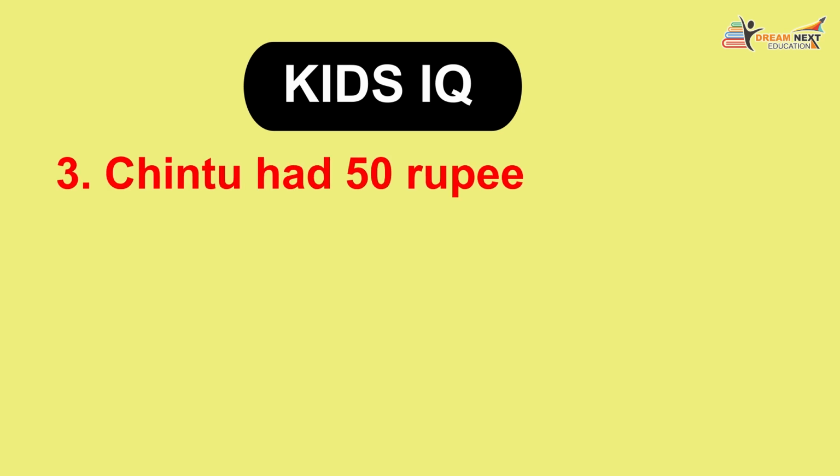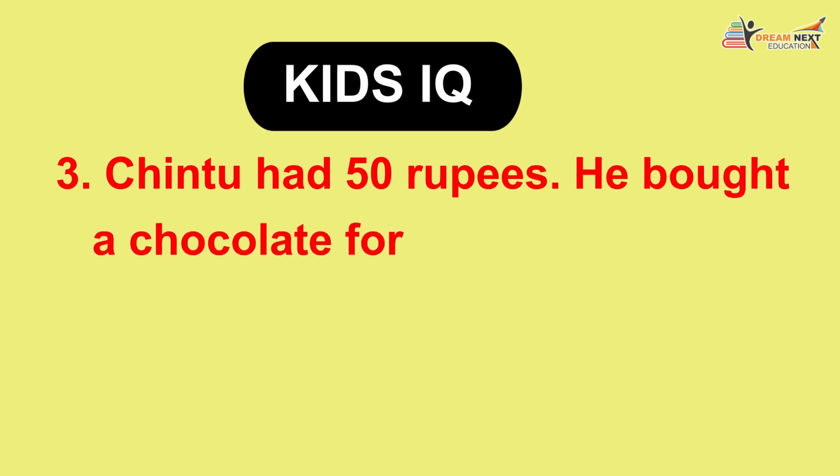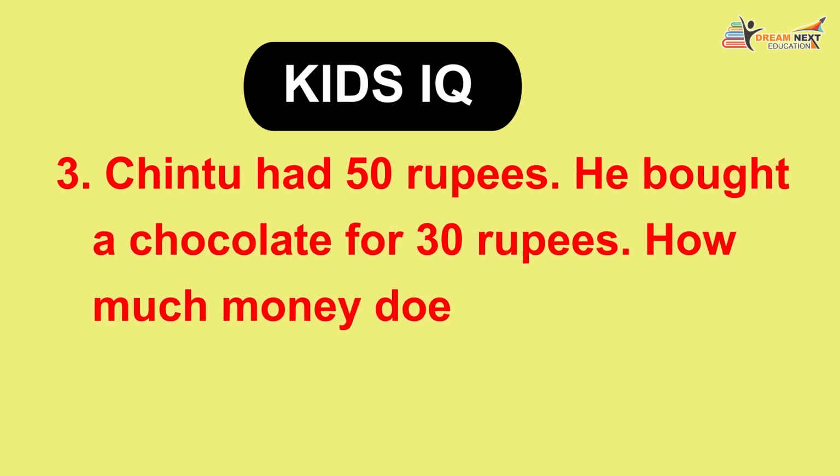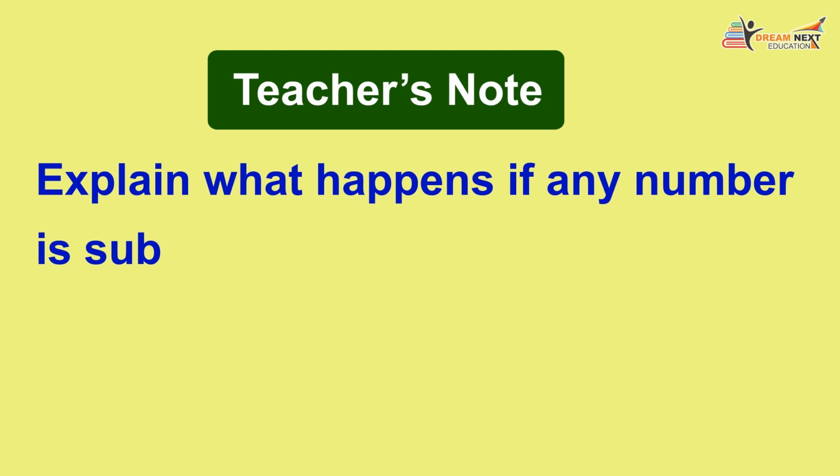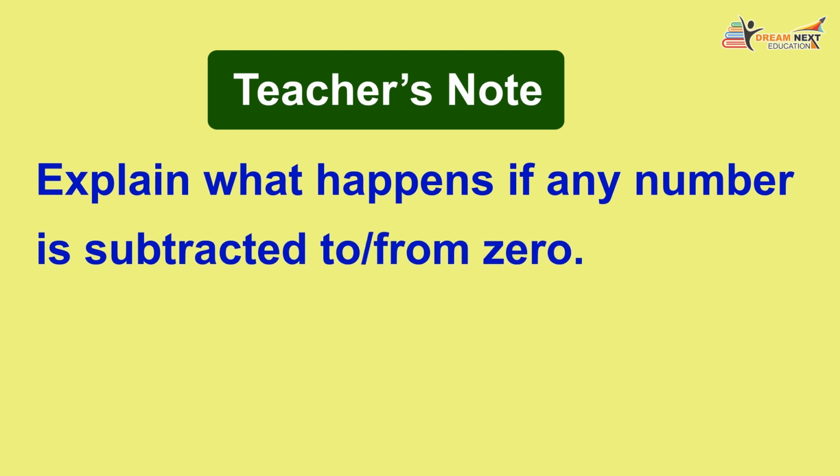3. Chintu had 50 rupees. He bought a chocolate for 30 rupees. How much money does he have now? Teacher's note. Explain what happens if 0 is subtracted from any number.